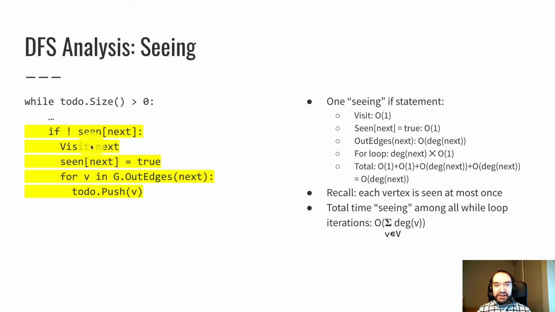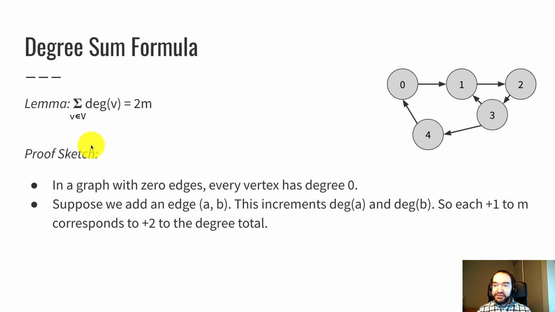So now we need to clean that up and analyze that in terms of just n and m. And it turns out there's an equation from graph theory that can help us with that. It's called the degree sum formula. It's sometimes called the handshaking lemma. And it says that if you add up the degrees of all of the vertices in a graph, it adds up to exactly 2m.